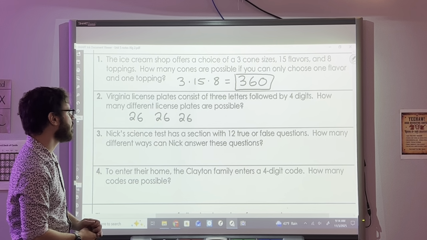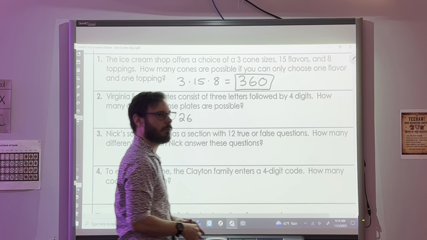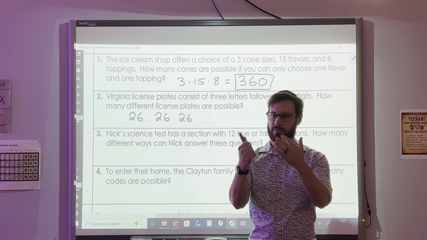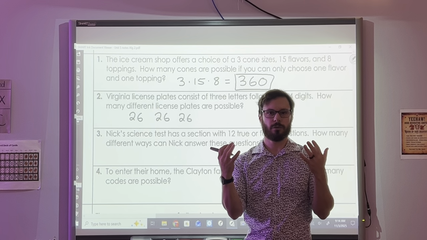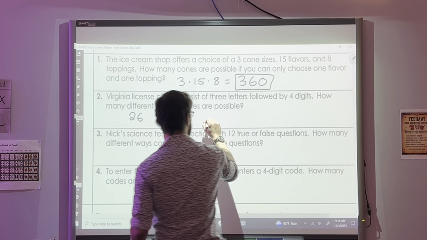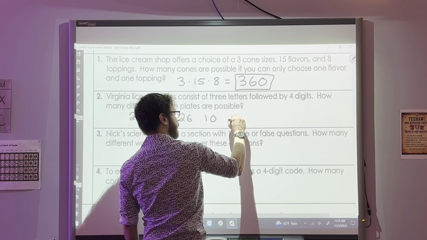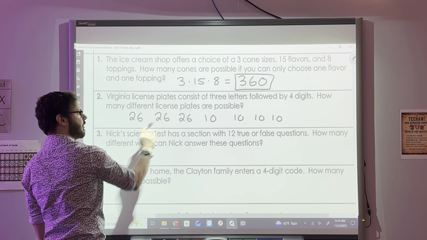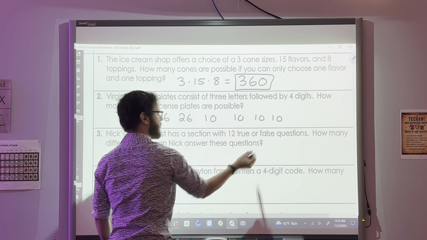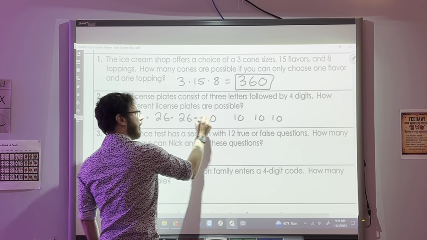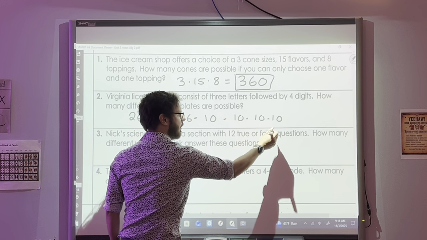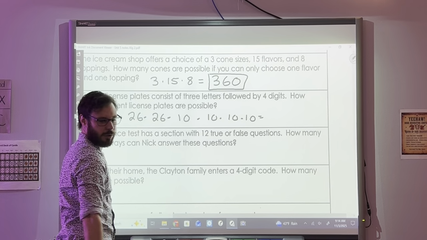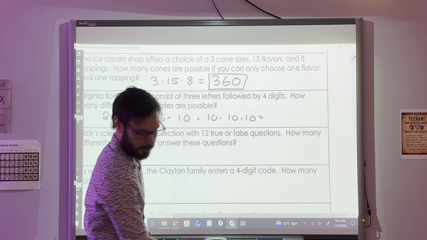And then it says followed by 4 digits. Well, how many digits can be in 1 slot, right? 1, 2, 3, 4, 5, 6, 7, 8, 9, but then 0 as well. So there's 10. 4 digits. Digit number 1, 2, 3, and 4. So I got 3 letter options and 4 digit options. Multiply all of that together and you get how many different combos you can have, which is an astronomically big number.